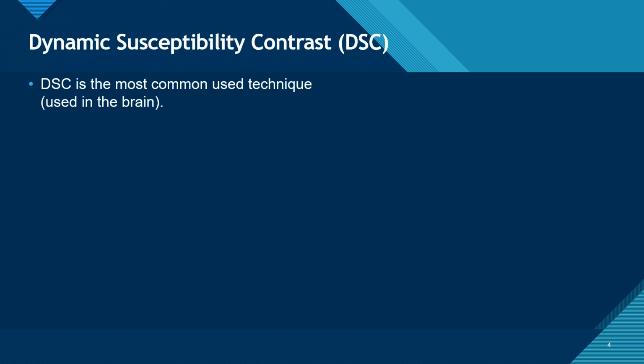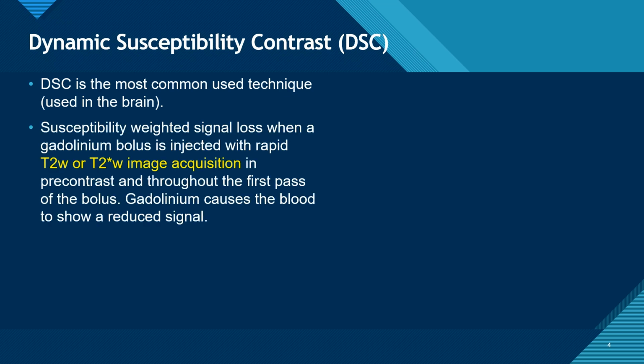Dynamic susceptibility contrast is the most commonly used technique, and it is used for imaging of the brain perfusion. In this technique, we use susceptibility-weighted signal loss when a rapid injection of gadolinium bolus enters into the capillary microcirculation, and with this we use a T2 or T2 star weighted image acquisition to acquire this rapid loss of signal.